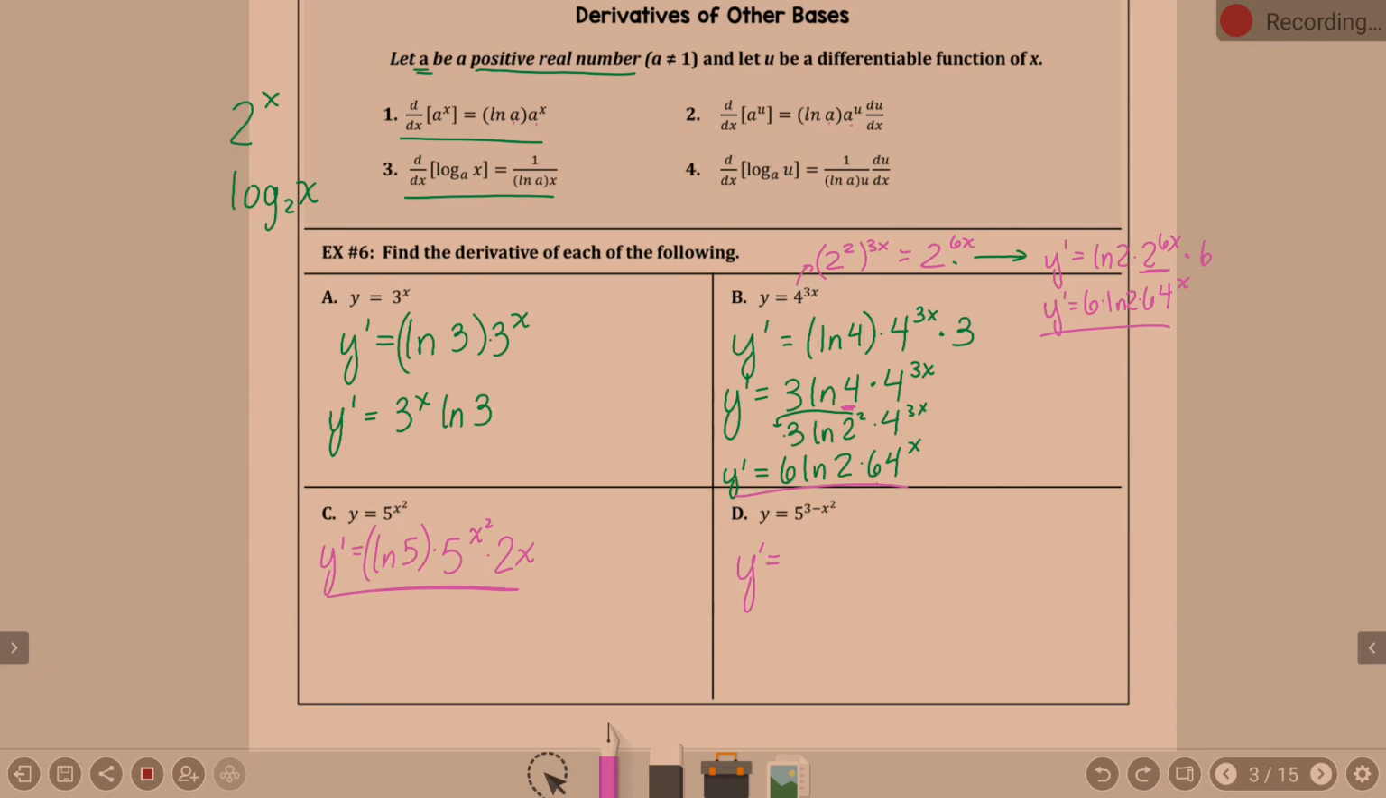Natural log of 5 times 5 to the 3 minus x squared, because it's natural log of the base, times the original problem, times negative 2x, the derivative of the exponent, chain rule. So negative 2x.